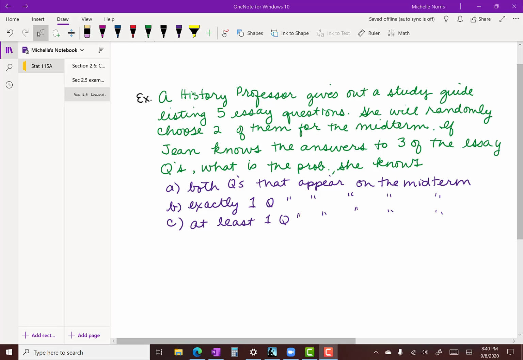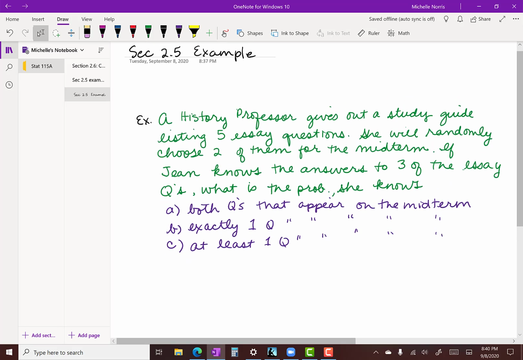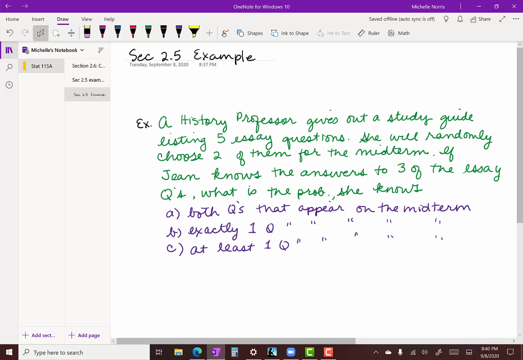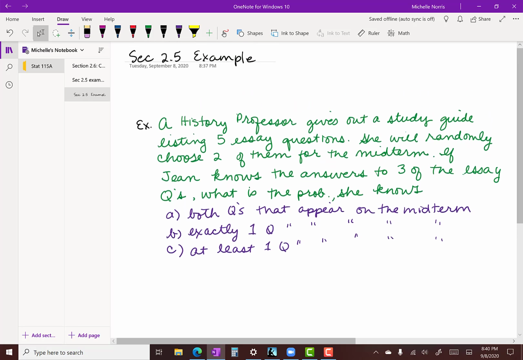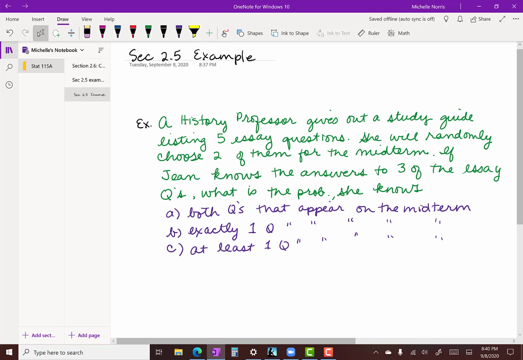So I'm going to work an additional example from section 2.5 where we calculate the probability for an event in a sample space with equally likely outcomes. And we're going to just count the number of outcomes in our event and the number of outcomes in our sample space to calculate the probability. But in order to do that, we need to list out the sample space. So let me go ahead and read the problem.